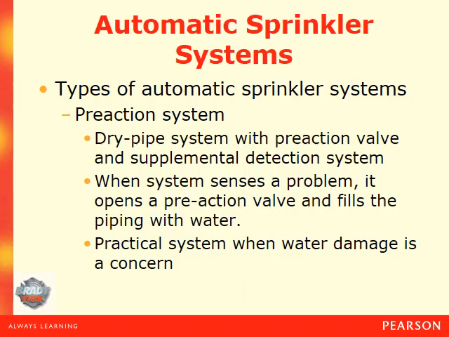Now there are different types. One is a pre-action system. Now this is a dry pipe system with a pre-action valve and supplemental detection system. When the system senses a problem, it opens the pre-action valve and fills the piping with water. It's practical when water discharge is a concern. So with a pre-action system, basically some fire alarm or some other triggering device goes off and it allows that valve to open up and charge the system. Now hopefully it's not a false alarm. If it is, now your system is charged with water.